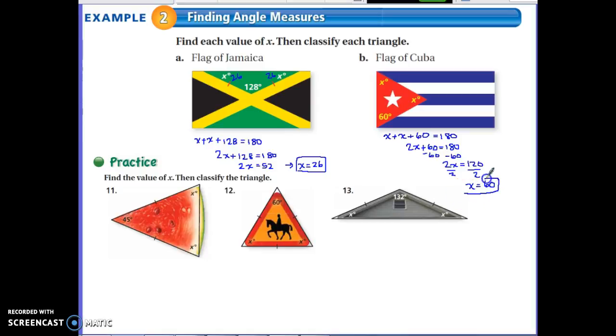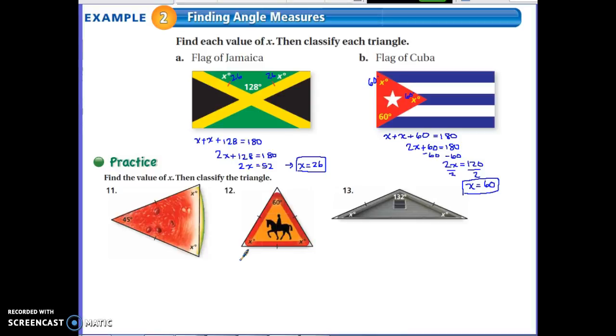This did come up on a previous slide. This 60 degrees and this 60 degrees, along with the third 60 degrees, tell us that all three angles are the same, which does mean that the triangle's three sides are the same. So this is an equilateral triangle.